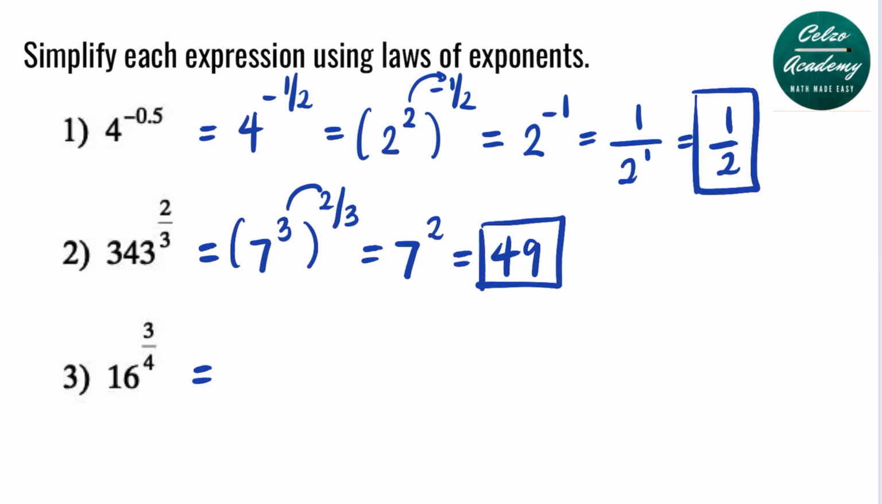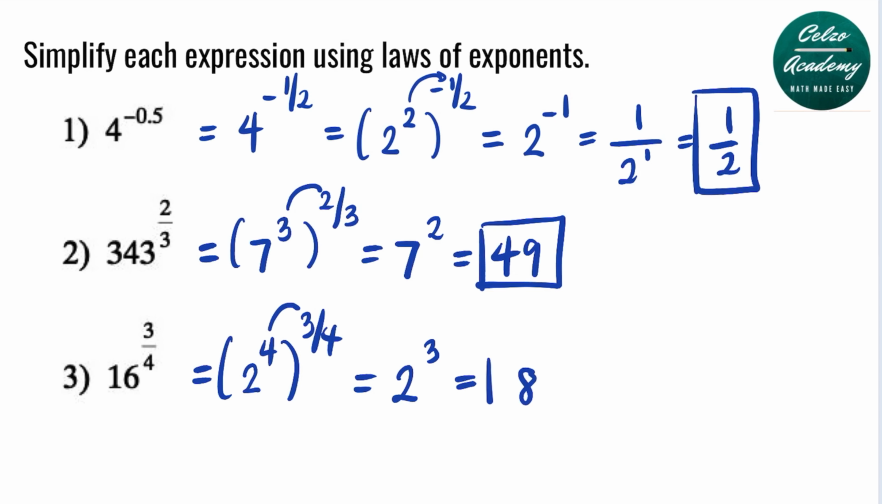Question number 3. 16 to the power of 3/4. Step 1 is to rewrite base 16 using the exponent 4 or multiple of 4. Instead of using 4 squared, we will use 2 to the 4th power. That way, the exponent is a multiple of a denominator 4. Using power rule, we keep base 2 and multiply the powers 4 and 3/4. 4 times 3 is 12. 12 divided by 4 is 3. Simplifying this, 2 to the third power means 2 times 2 times 2, and that is 8.